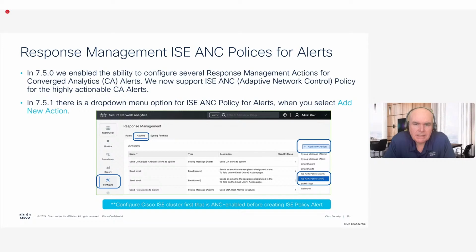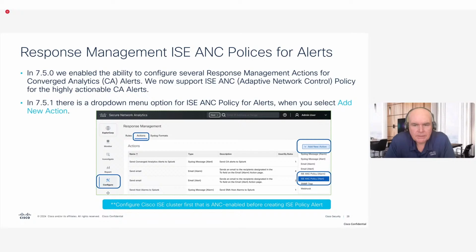I mentioned the ISE ANC, Adaptive Network Control policies. Again, ISE is controlling all the policies, not SNA. So all we're doing with SNA is in response management, configuring an action and saying that if we see this specific converged analytics alert, then go to ISE and enact or enforce this particular policy that's configured there. I said in previous versions, we could not do that. Now we have the ability in 7.5.1 in response management.